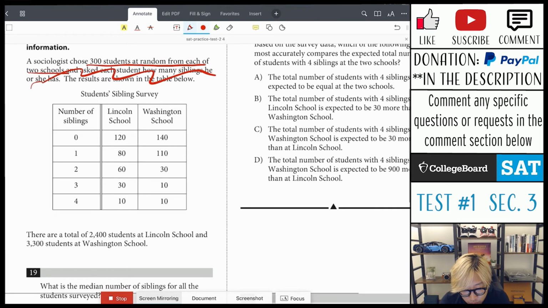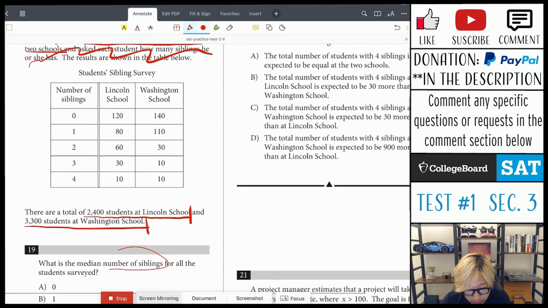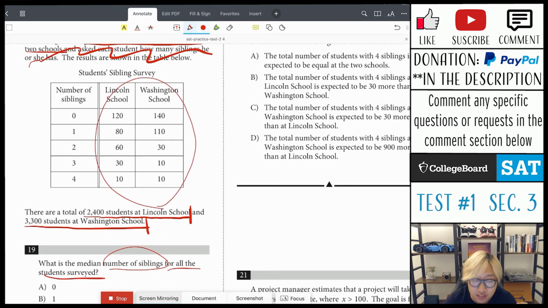There are a total of 2,400 students at Lincoln School and then 3,300 students at Washington School. Okay, so we want the median number of siblings for all the students surveyed. So we just want to look at these people. Now, median for all the students.